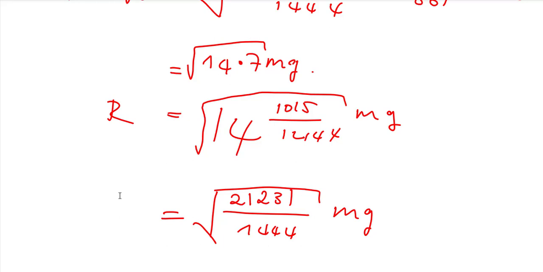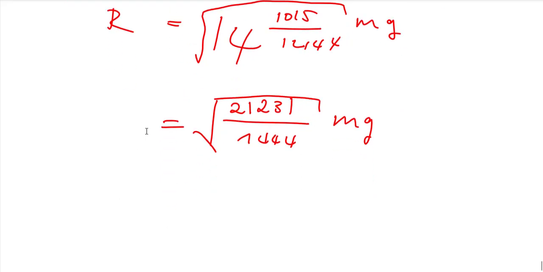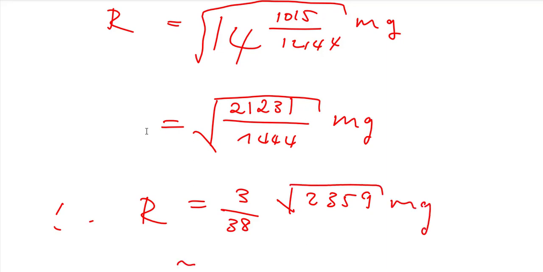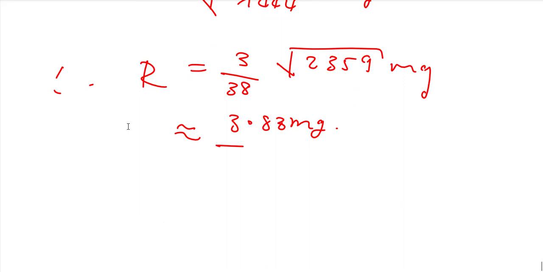Okay. Now if you take the square root of 21231 divided by the square root of 1444, so this R is approximately, but it will be exactly equal to 3 divided by 38 root 2359 mg, which is approximately 3.83 mg. So that's the magnitude of the resultant force.